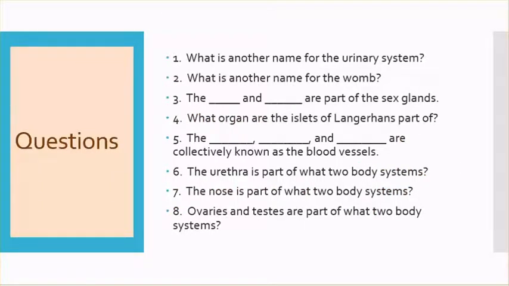Number 1, what is another name for the urinary system? Number 2, what is another name for the womb? Number 3, the blank and blank are part of the sex glands. Number 4, what organ are the islets of Langerhans part of?